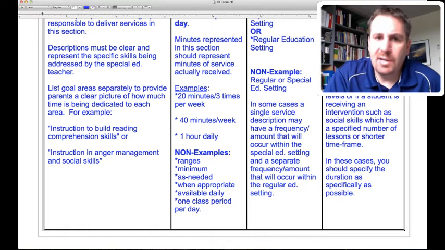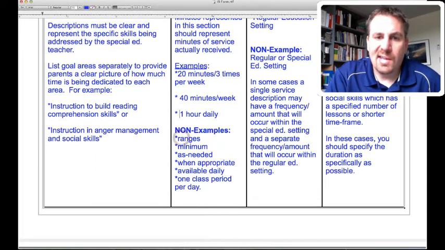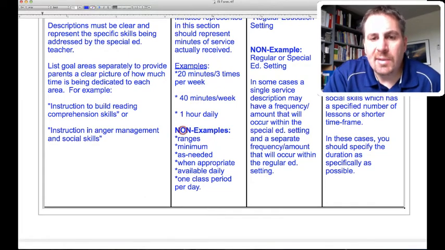It's not an approximation. So when we say, as an example, 20 minutes 3 times a week, by and large, we should be providing 20 minutes 3 times a week. It's not an approximation. So that's one example. 40 minutes per week is another example, or 1 hour daily is another example that we gave. I also provided some non-examples.